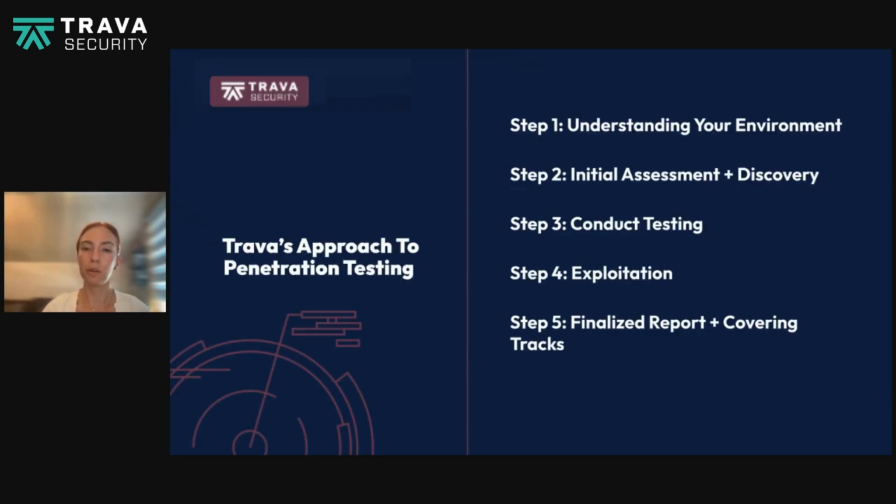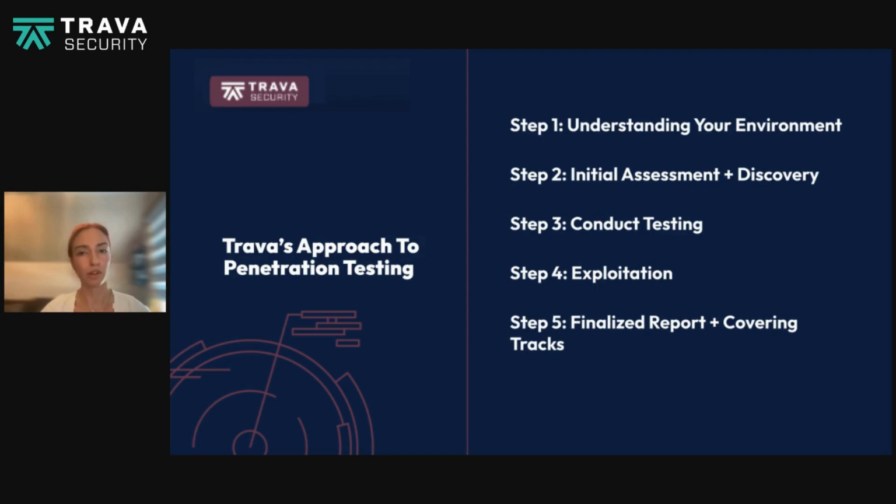So here at Trava, I'm going to talk about our approach to conducting a pen test. So step one, understanding your environment. So we'll provide a detailed scoping questionnaire to establish what is in and out of scope. We'll also outline our methodology as to show how the pen test is performed. And a statement of work will also be provided. Step two, initial assessment and discovery. So we'll perform extensive enumeration, open source intelligence, and vulnerability scanning to identify potential security weaknesses from a hacker's perspective.